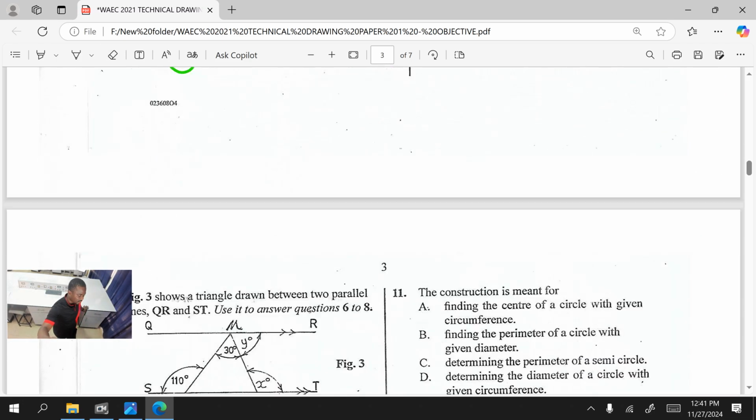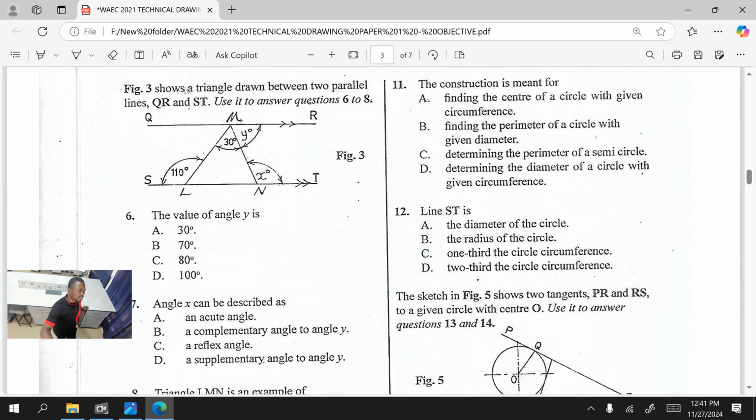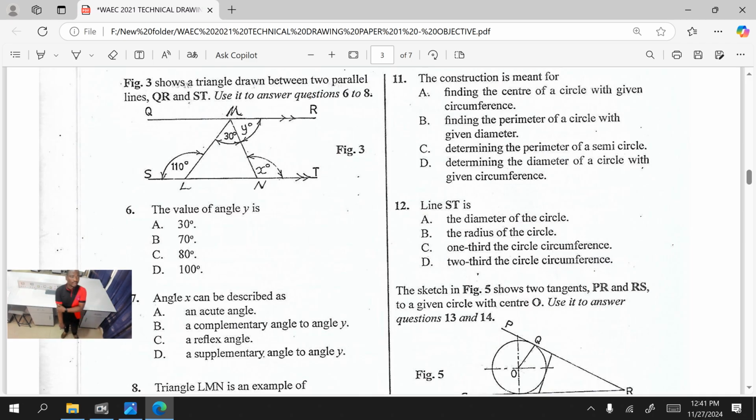Go to question number 6. Figure 3 shows a triangle drawn between 2 parallel lines, QR and ST. 2 parallel lines are 2 lines that have equal distance between them and they can't meet. So this sign you are seeing here, this arrow, tells you they are parallel lines, even when they are not drawn as parallel. So just take note of that. Use it to answer question 6 and 8. So the value of angle Y is dash. This place you need to find what the angle is.